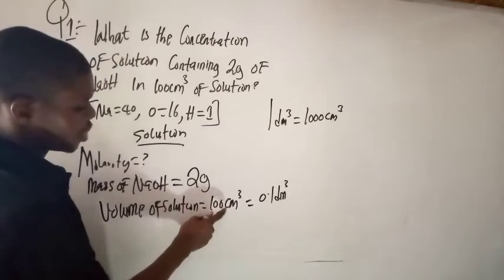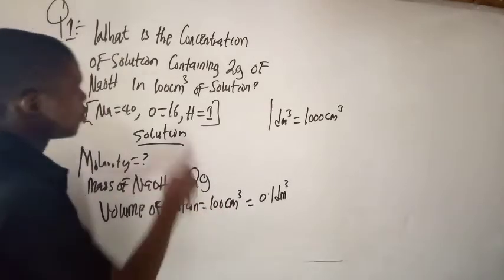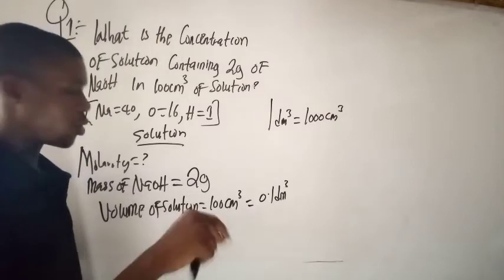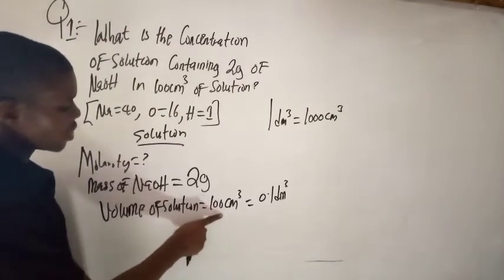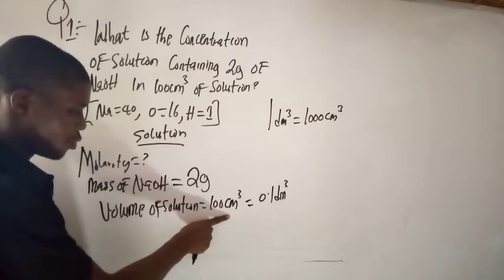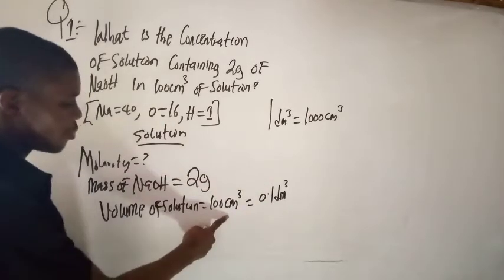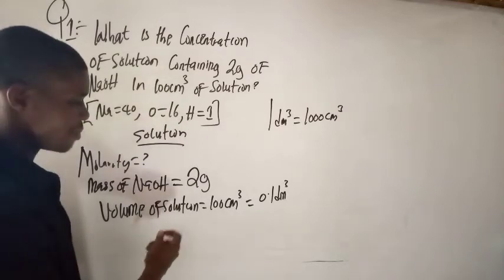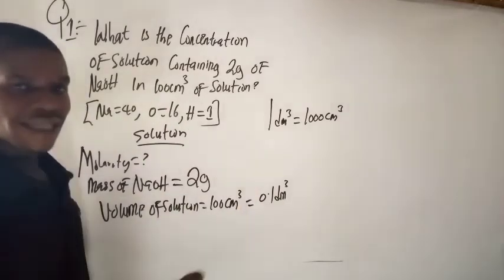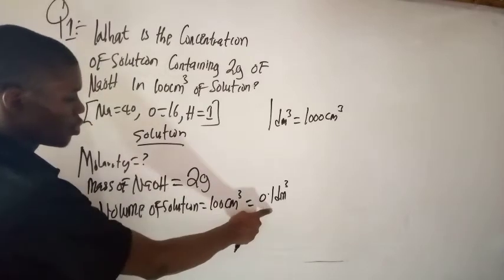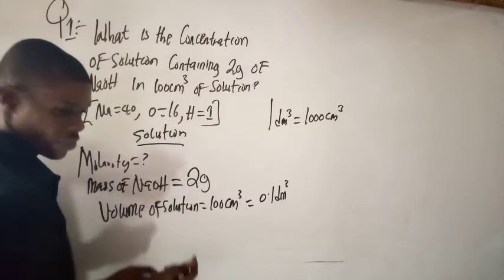You can't use the volume in cm cubed in the calculation because molarity is expressed in moles per dm cubed. So whenever the volume is given to you in cm cubed, you have to convert it to dm cubed. Now cm cubed and milliliter are the same thing, and dm cubed and liter are the same thing. So you convert cm cubed to dm cubed by dividing by 1000.